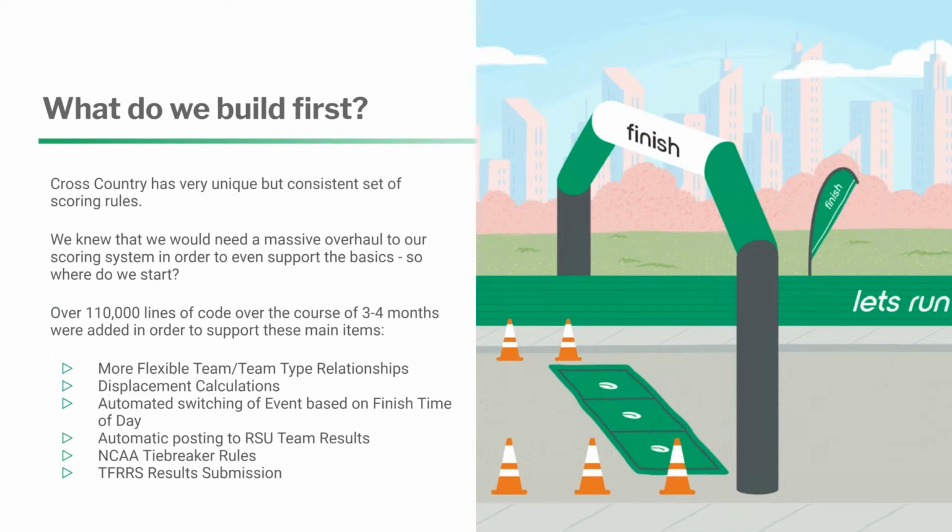So the big question when you're building software is, well, what do we build first? We have a whole slew of different things that we know are out there that timers need. And we know that cross country has a very unique but consistent set of scoring rules. So we also knew we would have to do a massive overhaul to our scoring system in order to even support the basics. So what features do we start with?